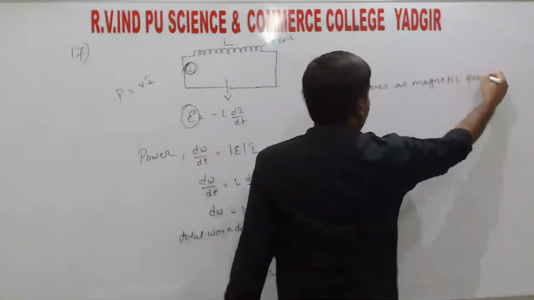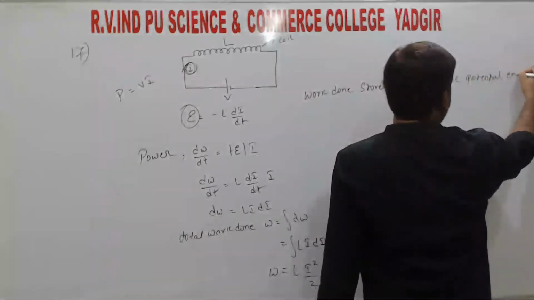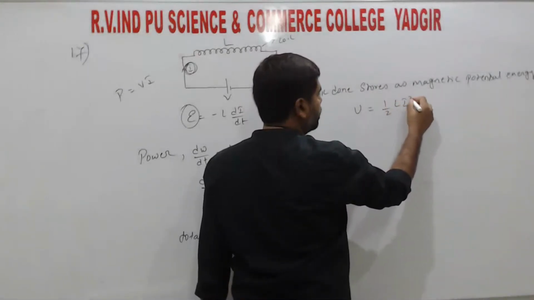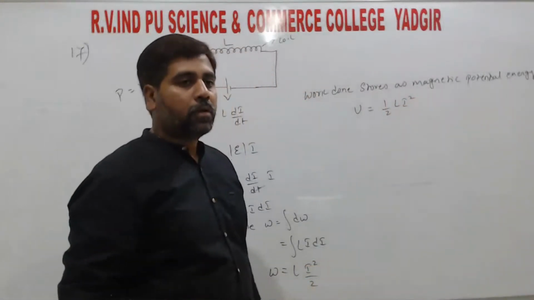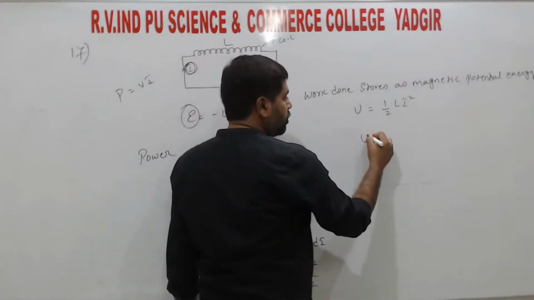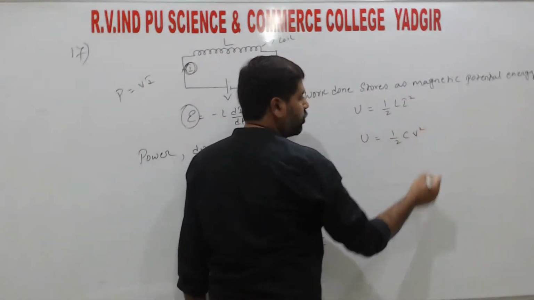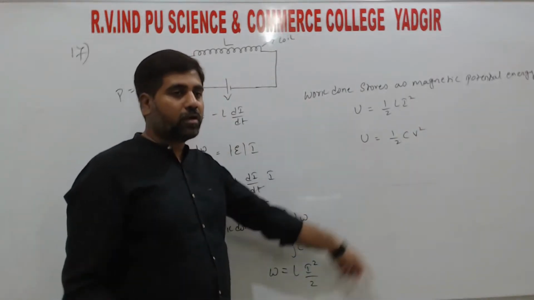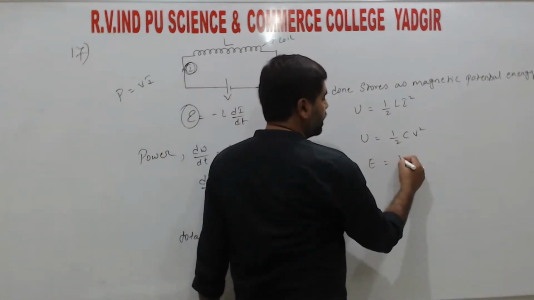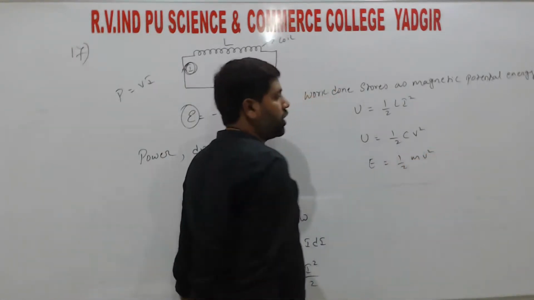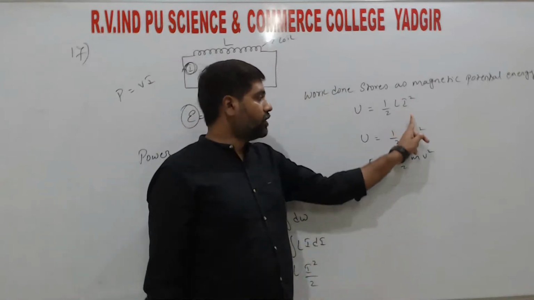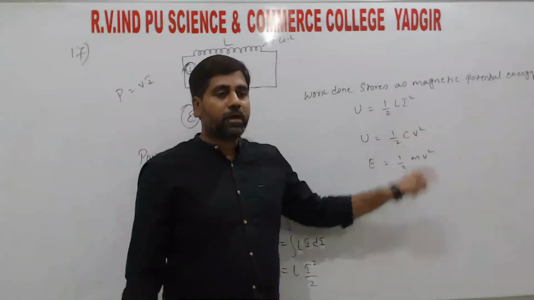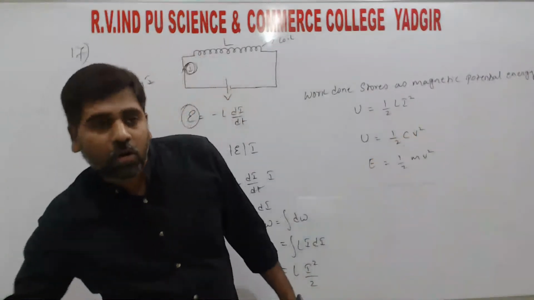Magnetic potential energy, right? So that is U is equals to half L I square, right? Similarly, for the capacitor we did half CV square, which has also come in 3 marks questions. This is similar to kinetic energy half mv square. So half L I square, half CV square, half mv square. This one is in the case of capacitor, this one in the case of inductor or coil, right?